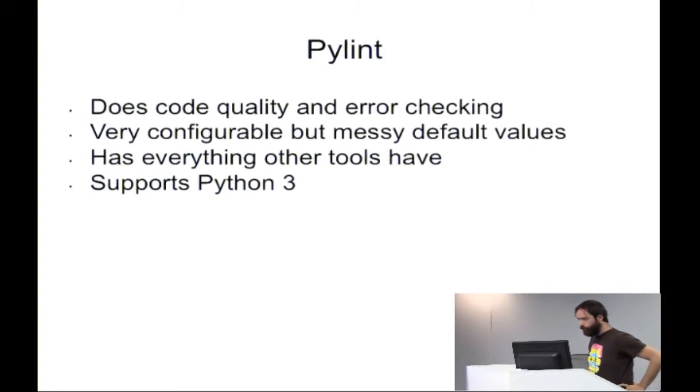So, different options. Pylint is the most thorough. It does copy and paste detection, code quality detection, error checking, and it's very configurable. You definitely need to configure it too, because the defaults are usually not really what you want. And it supports Python 3, which is great.